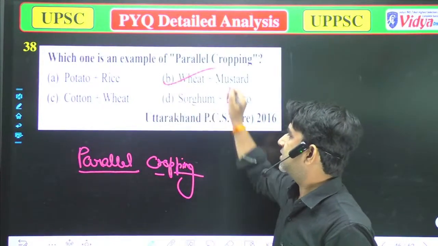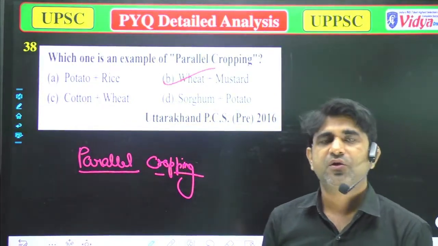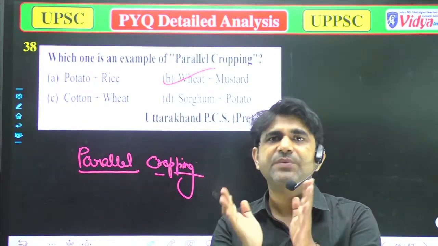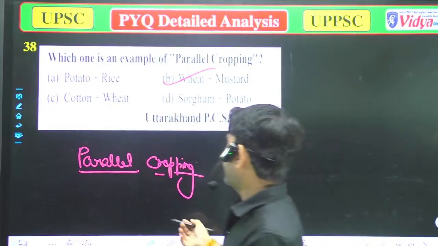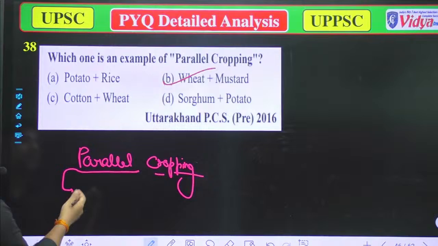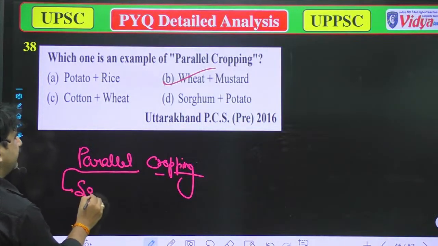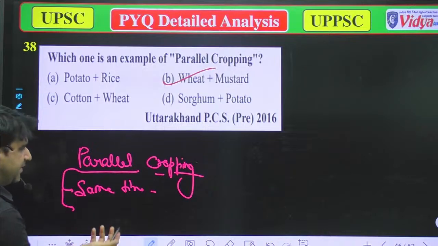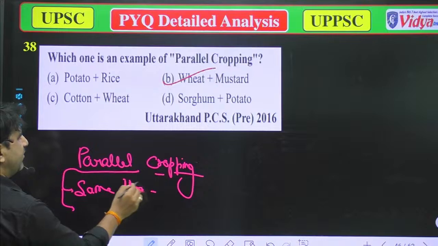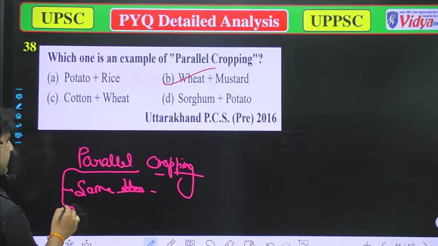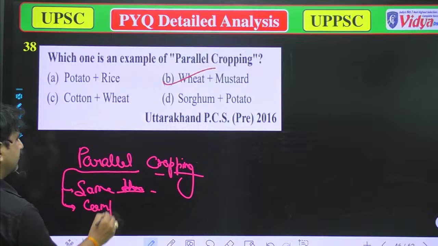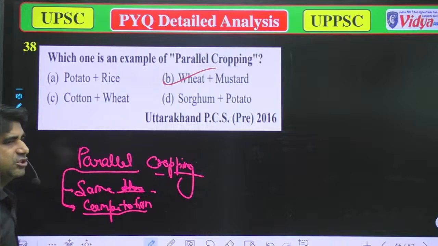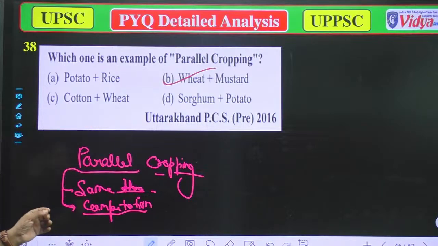In parallel cropping, we generally sow two or more crops at the same time in the same field, or you can say in the same season, and these crops don't show any type of competition. So these are known as parallel cropping.